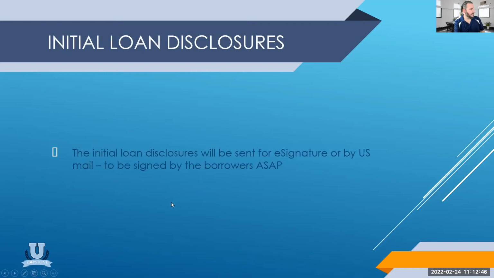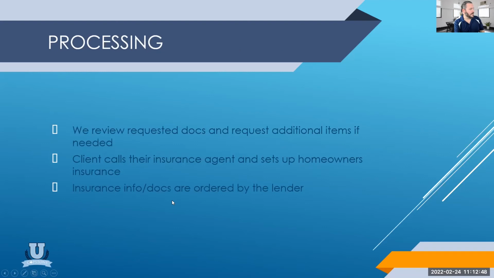Let's see here. Talk about initial loan disclosures, processing. We went over that. Oh, one thing with clients, they can pick their own insurance company for homeowners insurance. And we have a list of people that we recommend, but they can pick whoever they want.